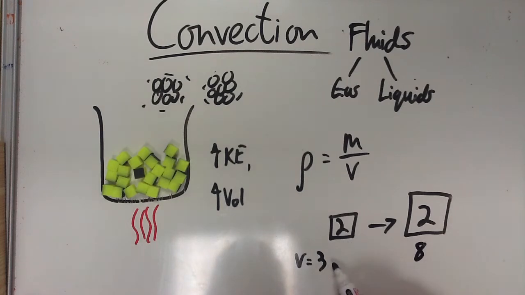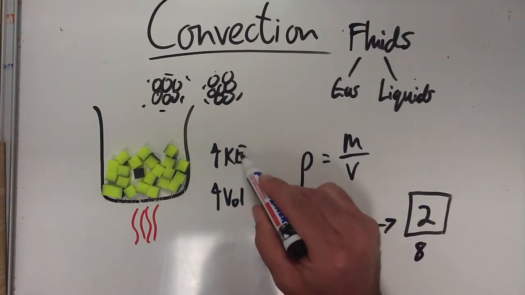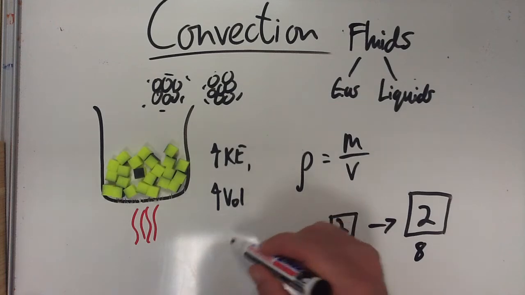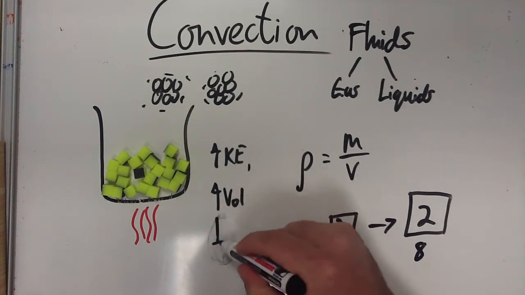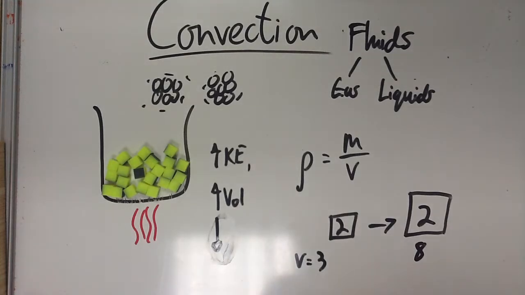If you divide 2 by 3, that's significantly bigger in density than 2 divided by 8, which is only a quarter. Here we're getting 0.6. So the density decreases. If you increase the kinetic energy, you increase the volume, and you therefore decrease the density, which is this funky symbol rho.